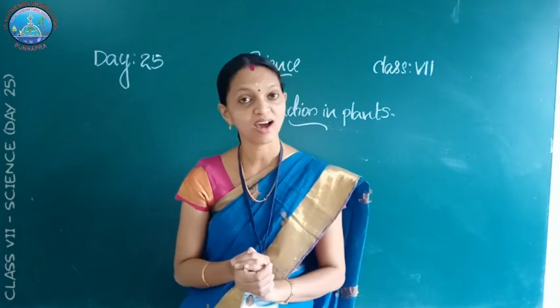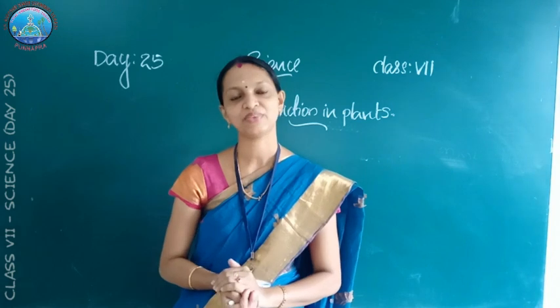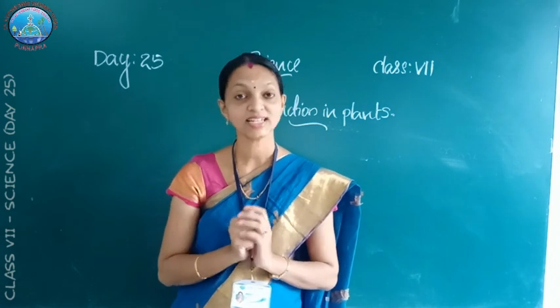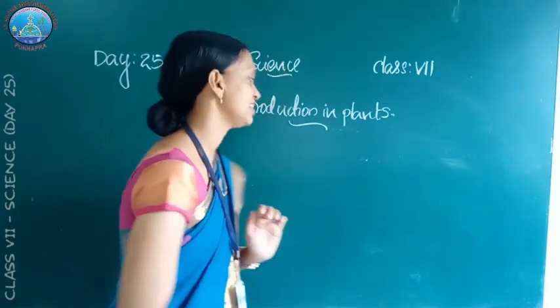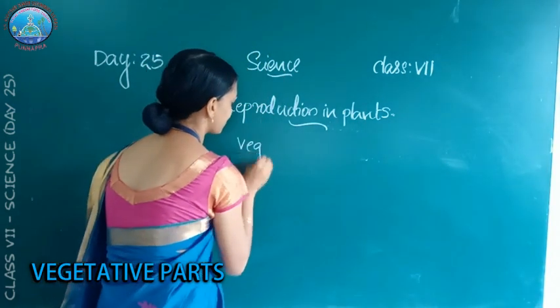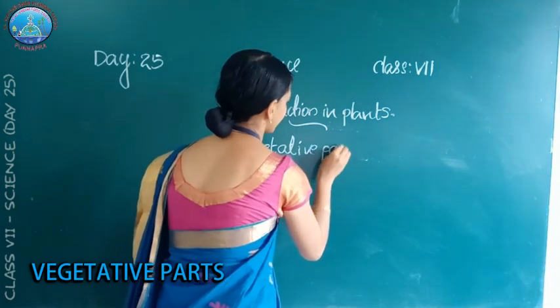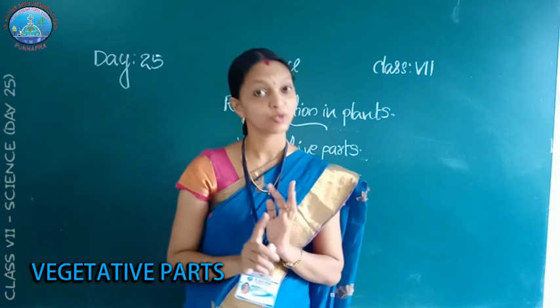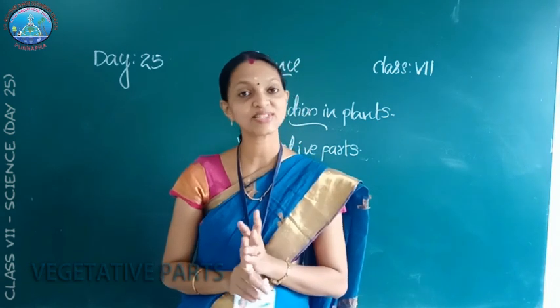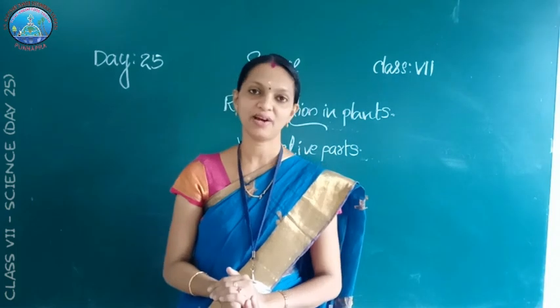Most plants have roots, stems, leaves, etc. And these parts are called vegetative parts. What are they called? Vegetative parts.